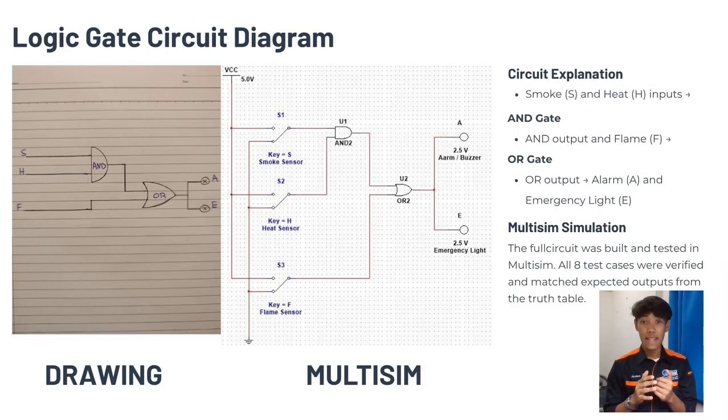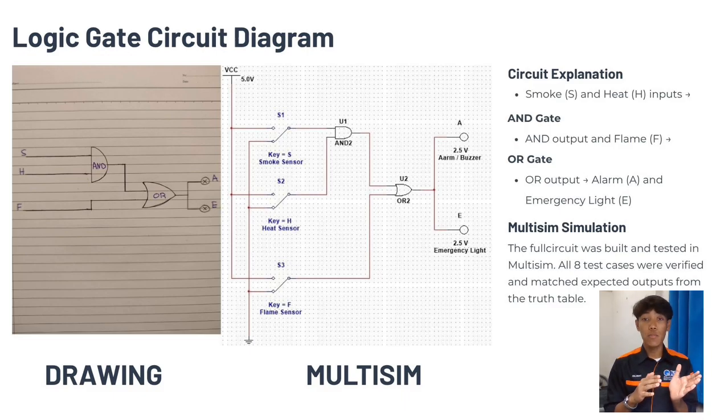Okay, for my part, I will explain the logic gate circuit and the simulation result. In this case, we use 3 inputs. S is for smoke sensor, H is for heat sensor, and F is for flame sensor. The smoke sensor and heat sensor are connected to the AND gate. So the AND gate will only give logic 1 when both smoke and heat are active together.